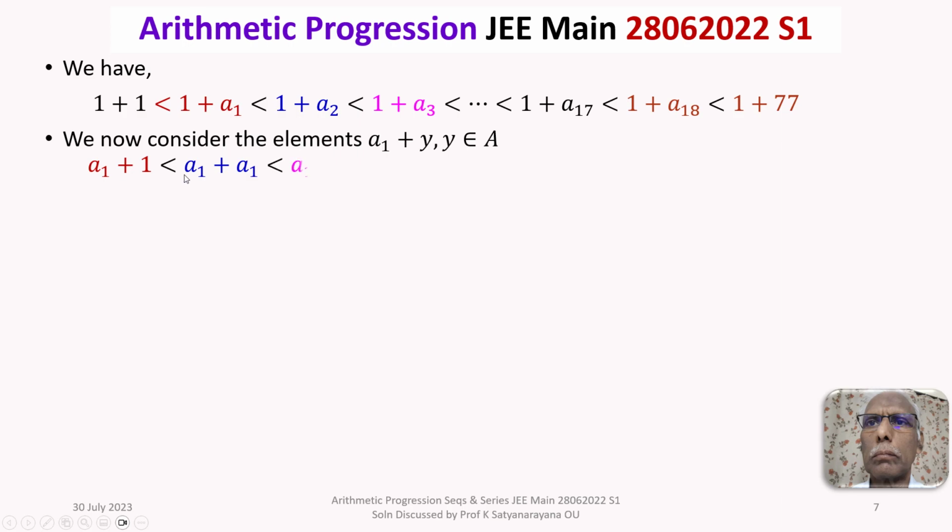So A1 plus 1 is less than A1 plus A1, which is less than A1 plus A2, less than A1 plus A3, less than A1 plus A17, less than A1 plus A18, less than A1 plus 77. Because they are all distinct.